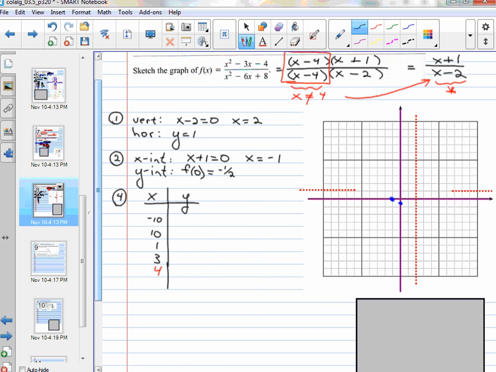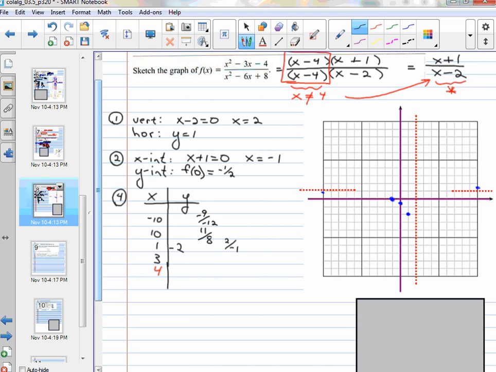So let's put in a negative 10 in the new one. Negative 10 plus 1 is negative 9 over negative 12, so positive 9 twelfths. Then 10 plus 1 is 11, and 10 minus 2 is 8, which is just a little over 1, and that's all I care about, approximately where it is. For 1, it's 2 over negative 1, so the point is 1, negative 2.